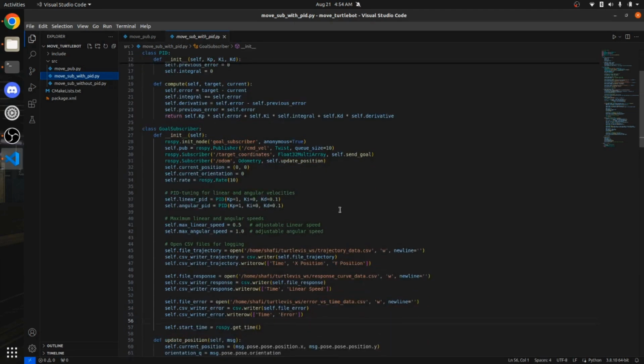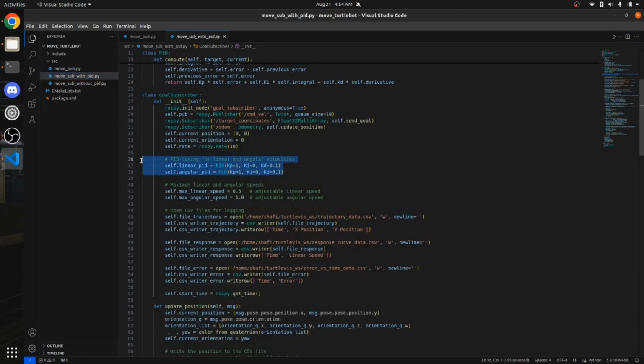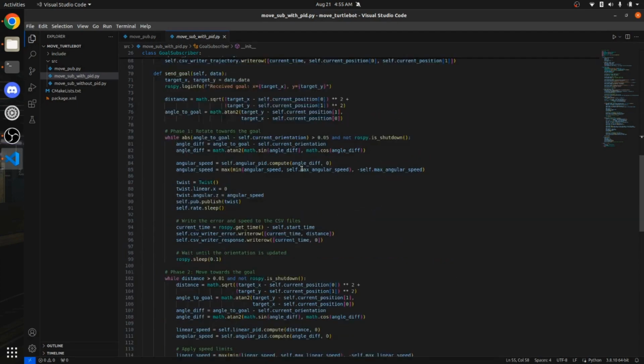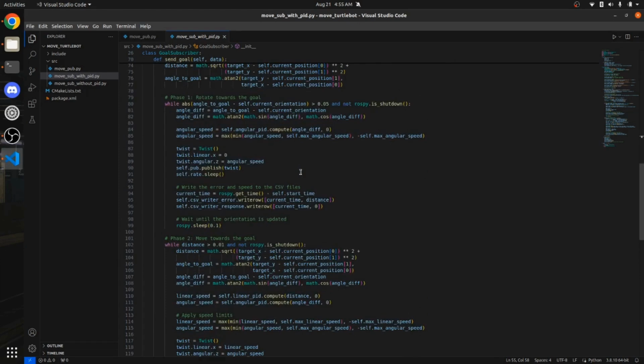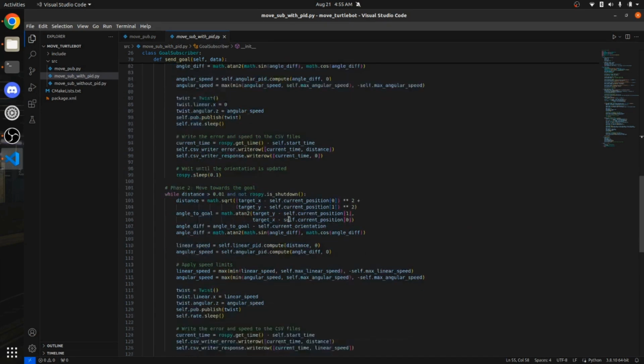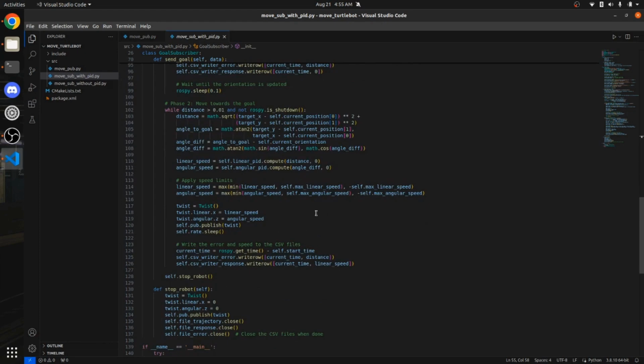And in the main function, we can see that we have used two PID controllers, one for the linear velocity and another for the angular velocity. And here some data are stored in the CSV file so that the results can be compared graphically. Here we can see that the robot reached its goal in two phases. In phase 1, the robot simply rotates in the direction of the goal position, and in phase 2, the robot simply goes to the goal position. And that's pretty much it for the PID implementation subscriber node.